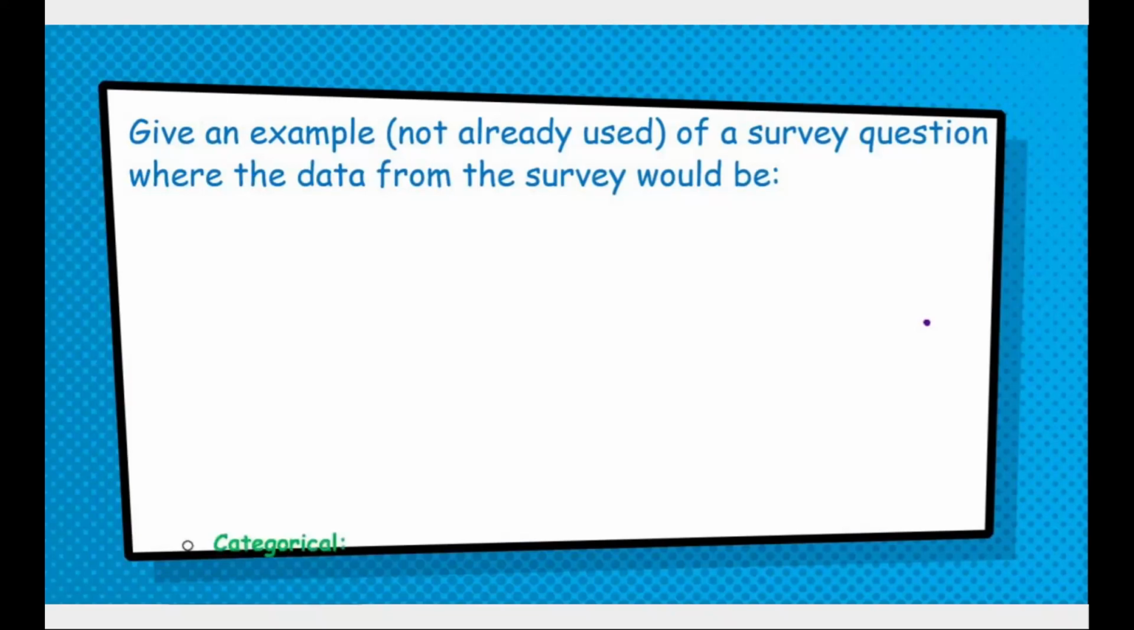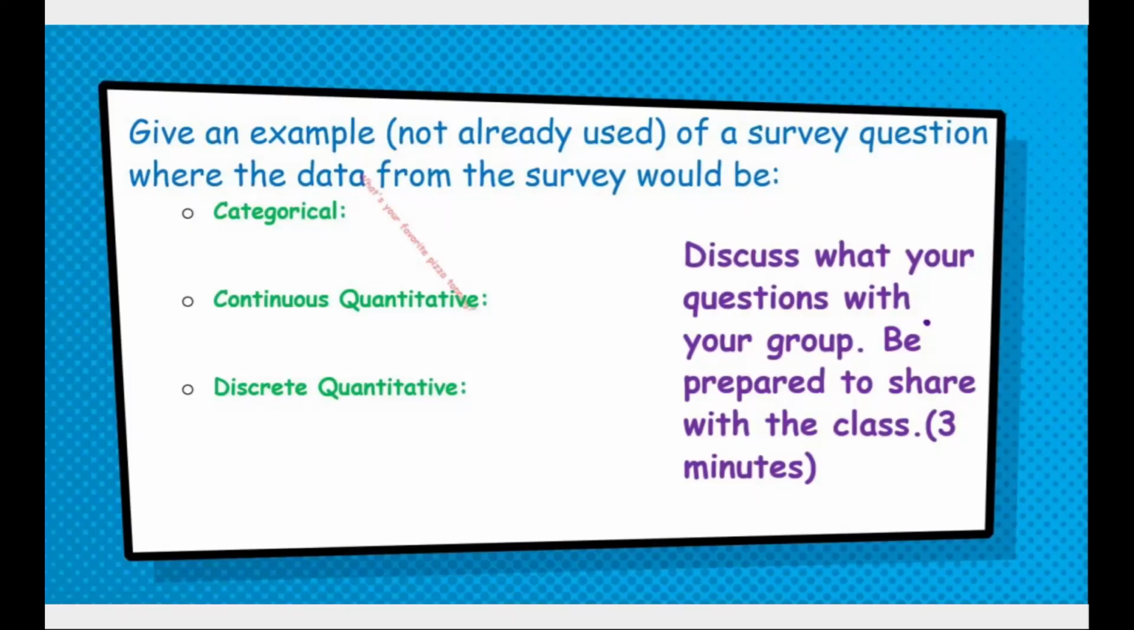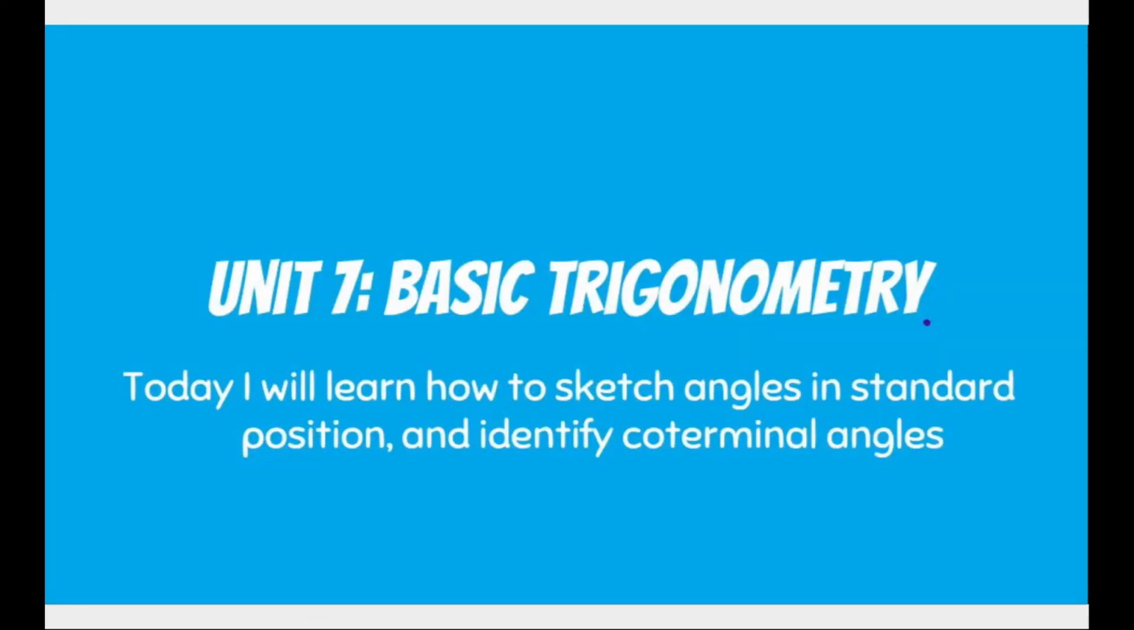So let's think about an example not already used of a survey question where the data from the survey can be considered categorical, continuous quantitative, or discrete quantitative. I would encourage you to think about that. Once again, answers are going to vary, but what is something that could be considered any one of these? If we look at categorical, I just had, what is your favorite pizza topping? That would be an example. Continuous quantitative, how fast can you run a mile? And then discrete quantitative, how many fingers do you have?